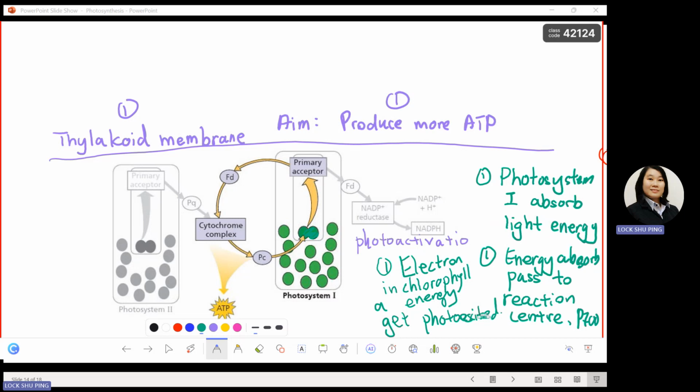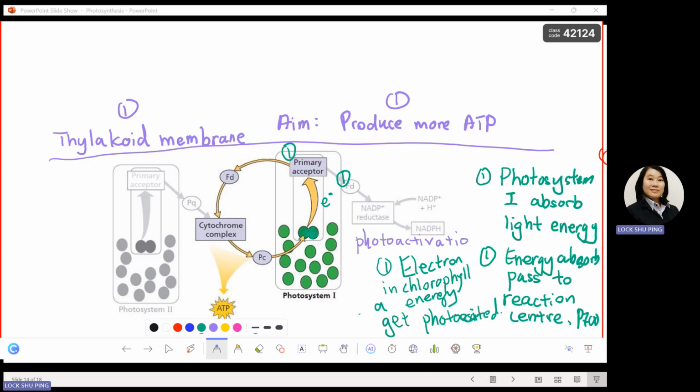Okay, when they get photo excited, what happened? So when the electron gets photo excited, it enters the higher electron energy state. So the electron is accepted by the primary acceptor. Okay, so it enters a higher energy state, then the electron is received by the primary acceptor.